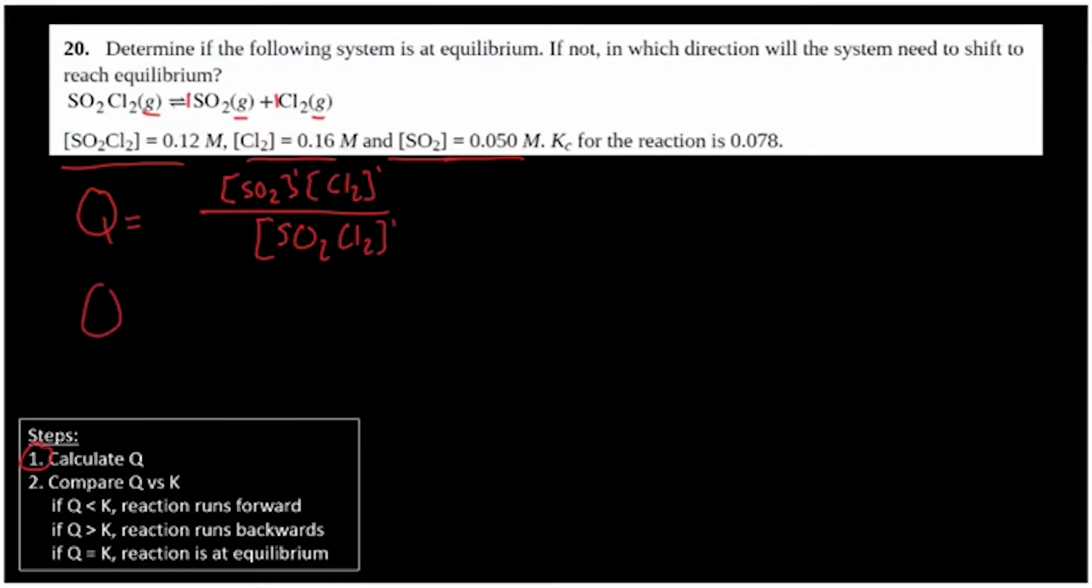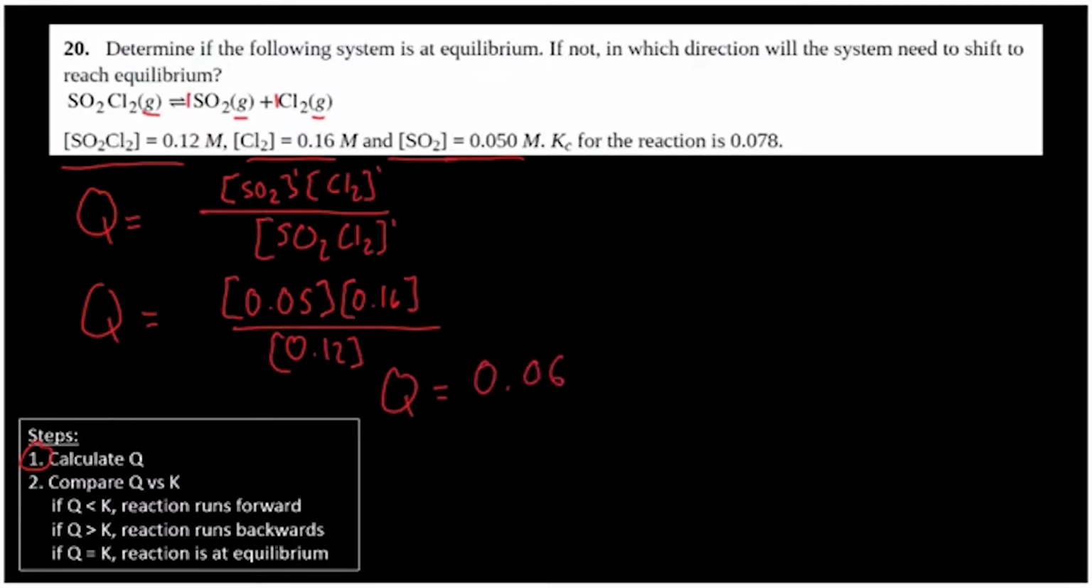Now I'm going to actually plug in the values for Q given. So for SO2, I'm going to plug in 0.05. For Cl2, I'm going to plug in 0.16. And for SO2Cl2, I'm going to plug in 0.12. When I calculate that, Q comes out to be 0.067.